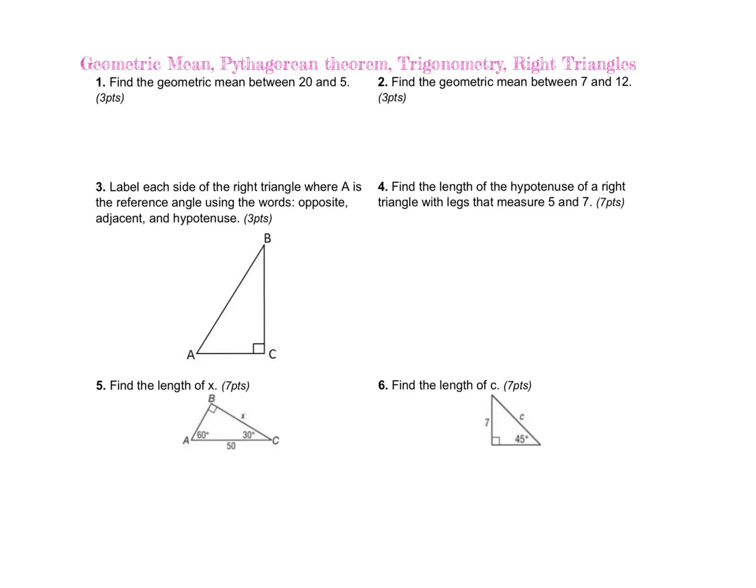All right, so let's look at some of the concepts that we are covering today. So we have geometric mean, and then we're looking at right triangles, so that means that we can be using the Pythagorean theorem, trigonometry. We could even be using special right triangles, like the 30, 60, 90, and the 45, 45, 90. So for the first one, we are finding the geometric mean between 20 and 5.